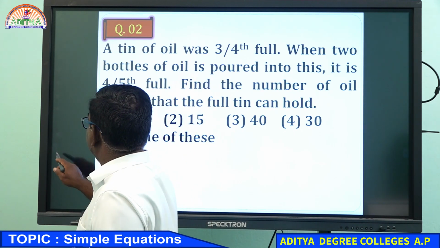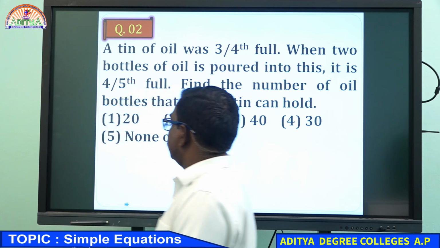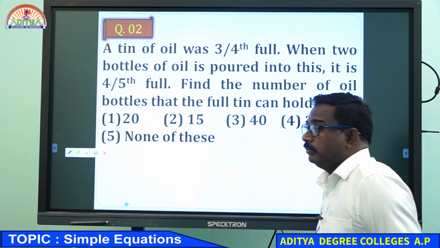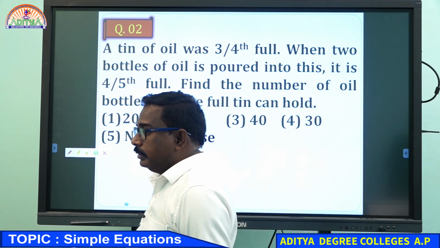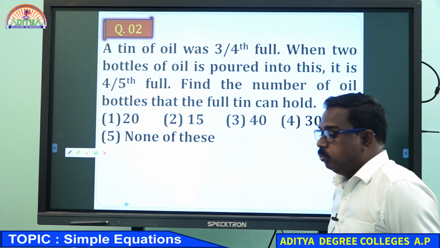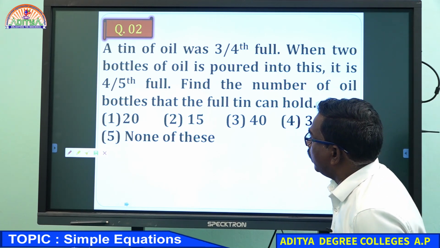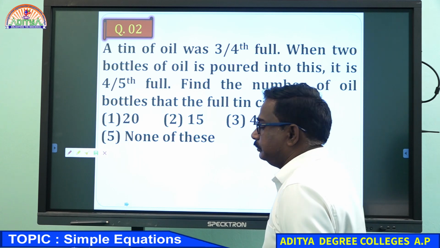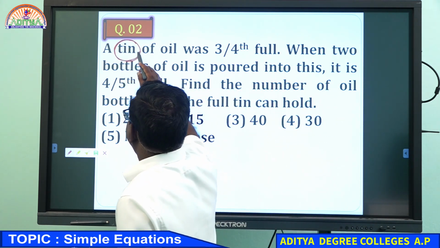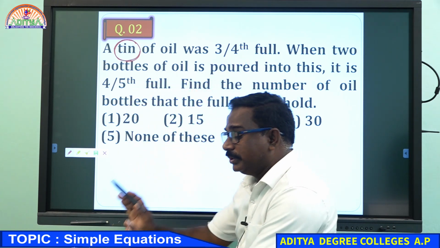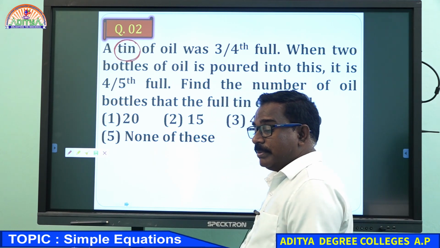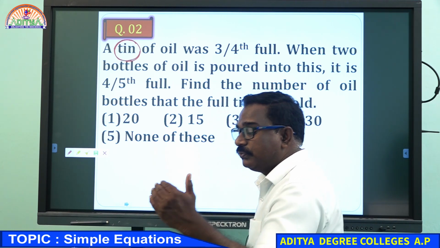See question number 2. Read the question carefully. A tin of oil was 3/4 full. A tin is given here, in which 3/4 was filled, which means 1/4 is empty.